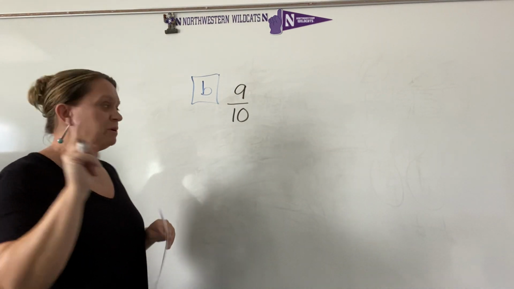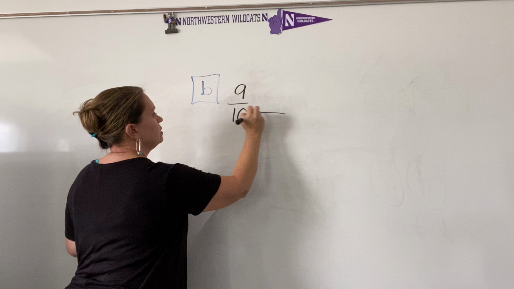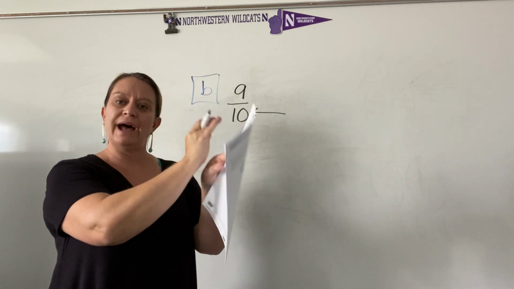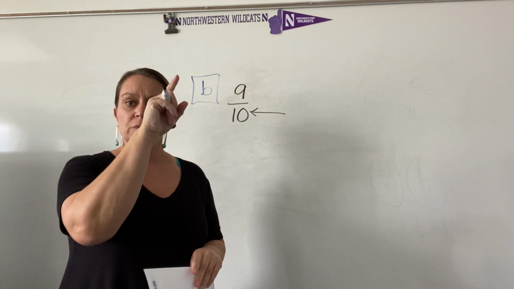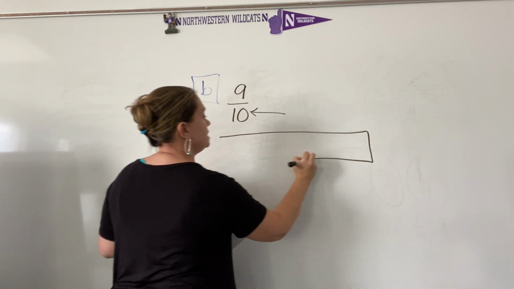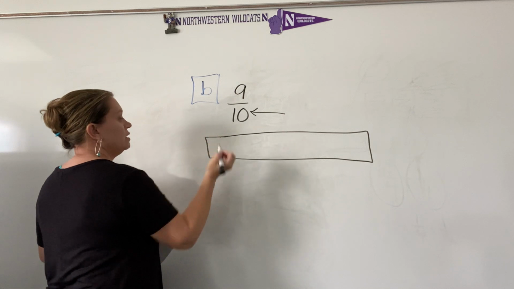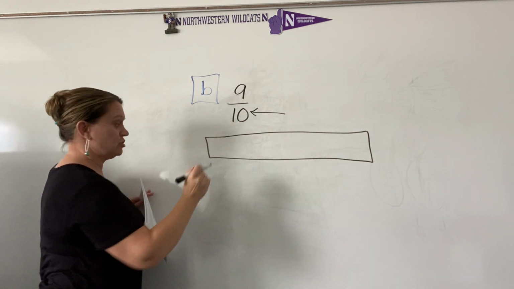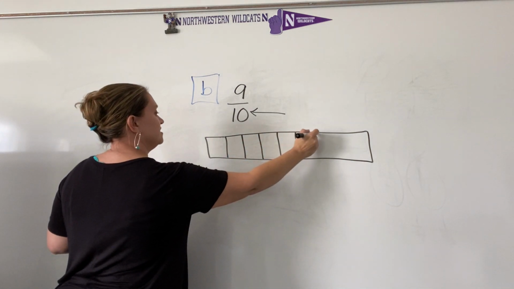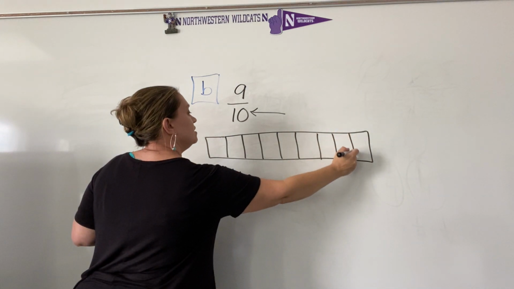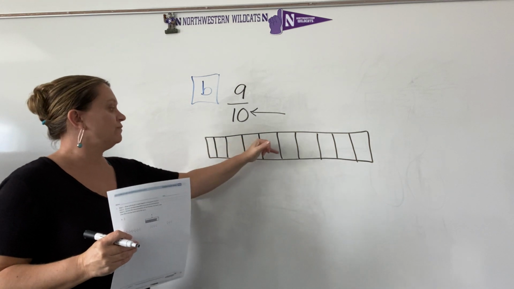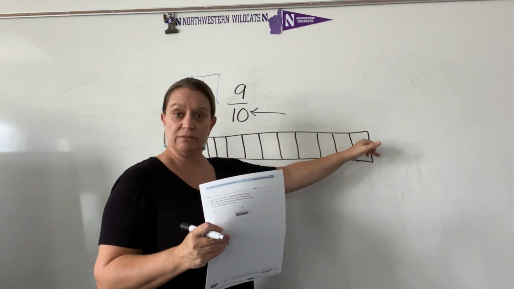So the very first thing I'm going to do is look at this denominator. The denominator always tells you how many sections to mark off on your tape diagram. So I'm going to draw a big long tape diagram, and I am going to divide it into 10 sections. Let's do one more right here. And then I'll count them. 1, 2, 3, 4, 5, 6, 7, 8, 9, 10.